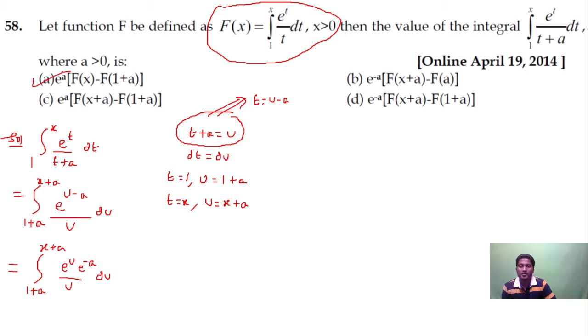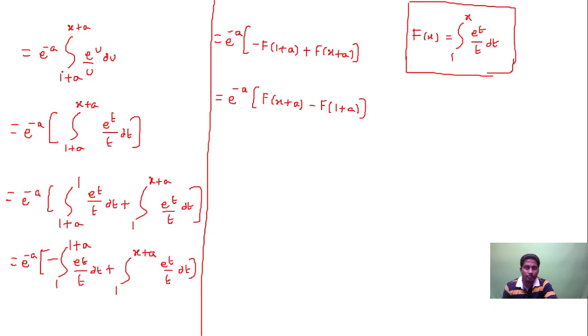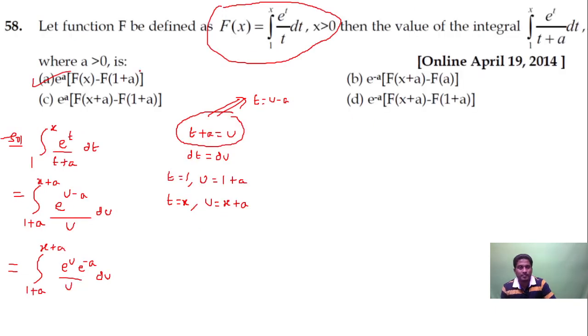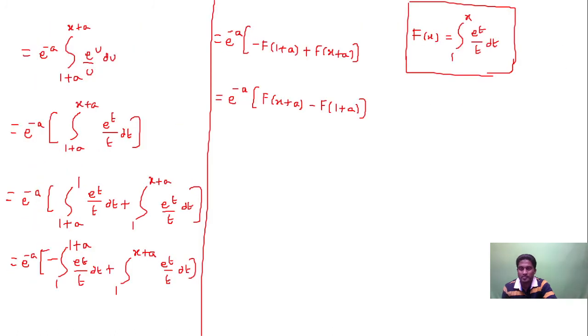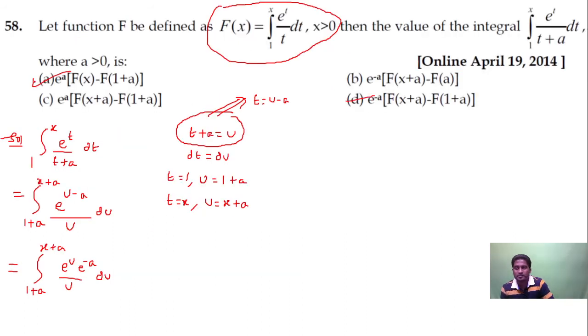The answer is f of x plus a minus f of 1 plus a, into e to the power of minus a, right? e to the power of minus a, f of x plus a, f of 1 plus a, the last option, option D only.